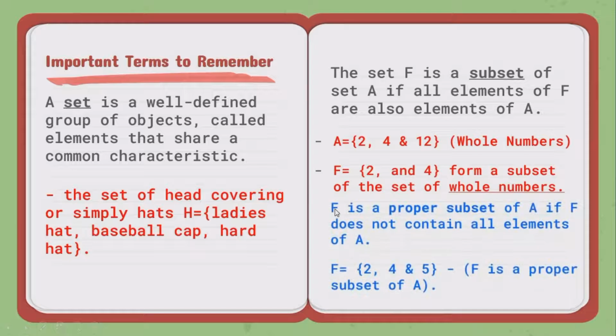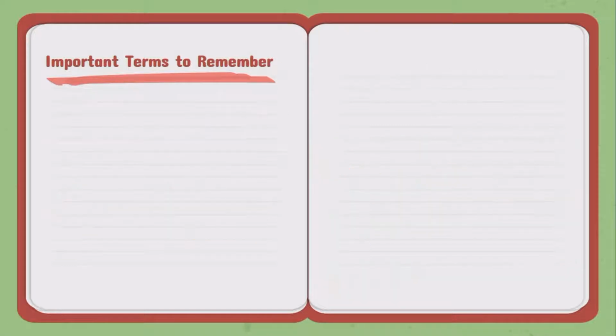Next, F is a proper subset of A if F does not contain all elements of A. So for example, we have another set, set F = {2, 4, 5}. So we notice here that 2 and 4 are also elements of A. However, this 5 does not belong to A. So F is not a subset of A in this case, because F does not contain all elements of A. So that is a proper subset.